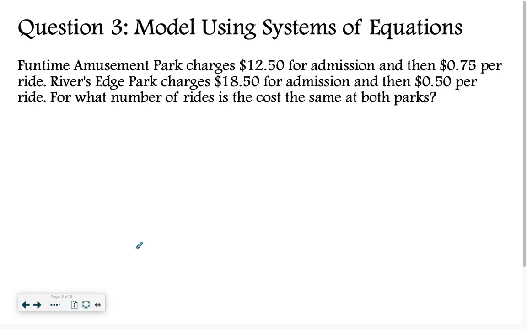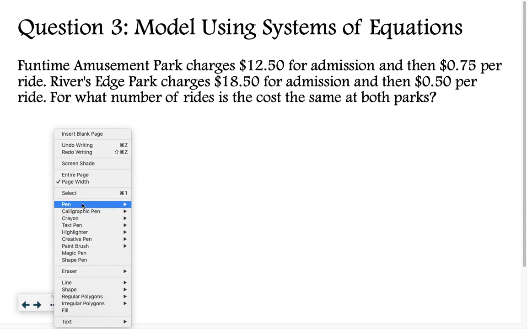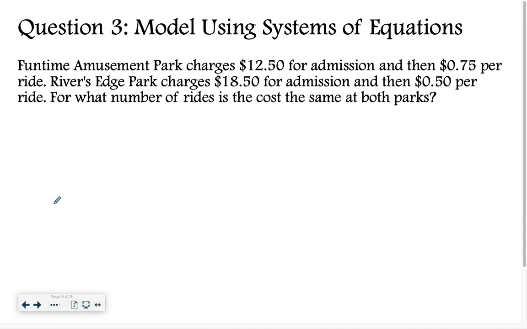Now, I want you to try answering this one on your own. So you're going to have to write 2 equations and then solve. The question states Fun Time Amusement Park charges $12.50 for admission and then 75 cents per ride. River's Edge Park charges $18.50 for admission and then 50 cents per ride. For what number of rides is the cost the same at both parks? Good luck.